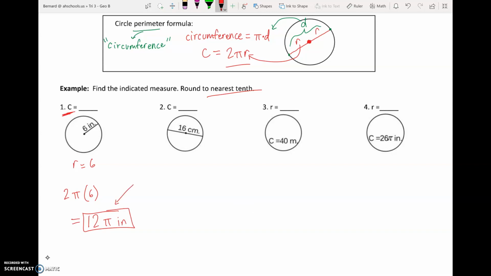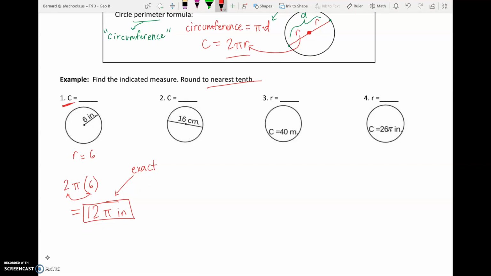And we would call this answer exact. The reason is there's nothing rounded, there are no decimals. We just multiplied the 2 and the 6 together, and we got 12, and the pi just maintains its value by leaving it as pi. And so that's an exact answer. If we wanted a decimal answer, I'll even help you here.